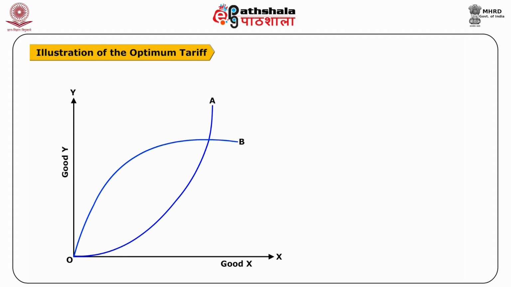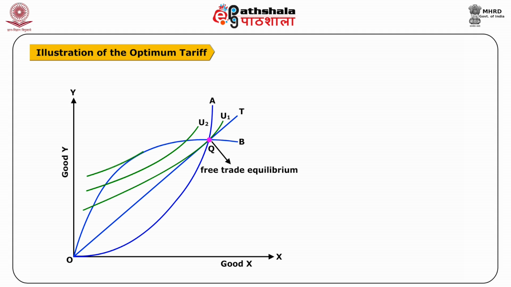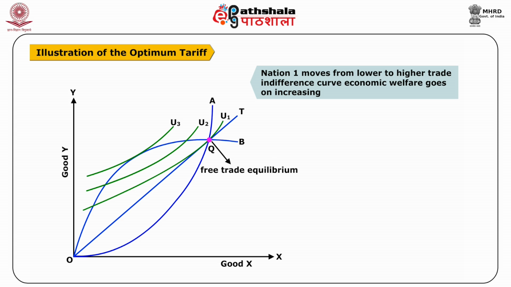In the absence of tariffs, the two nations' free trade offer curves intersect each other at point Q, where the terms of trade are given by the line OT. The point Q, as shown, is the free trade equilibrium position for the two nations. The set of trade indifference curves represented by U1, U2, U3 are Nation 1's curves, which are parallel to each other. It depicts that as Nation 1 moves from a lower to higher trade indifference curve, that is from U1 to U2 to U3, its economic welfare goes on increasing continuously.